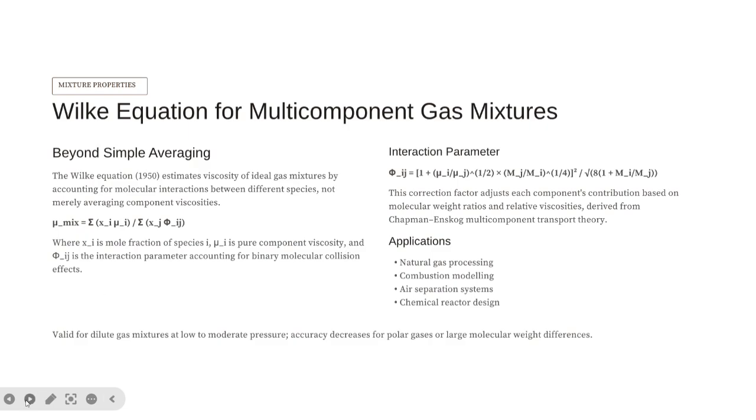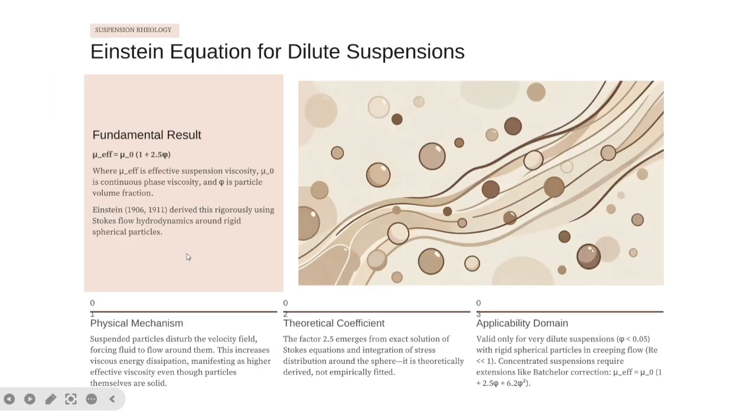Now, next we have the Einstein equation for suspensions. So in this, we consider solid particles suspended in fluid. Einstein derived that mu effective equals mu naught times (1 plus 2.5 phi), where mu effective is the effective suspension viscosity, mu naught is the continuous phase viscosity, and phi is the particle volume fraction.